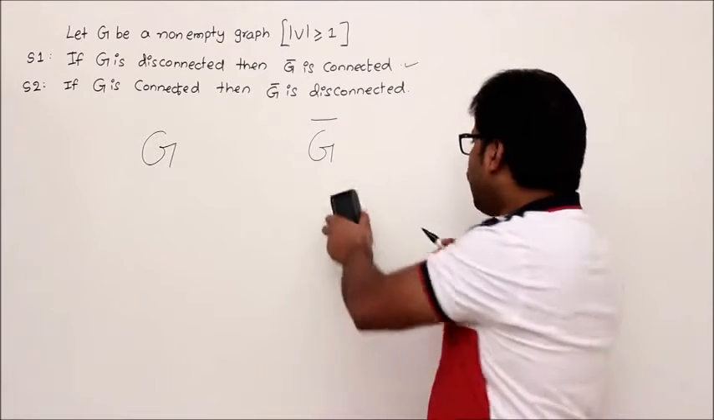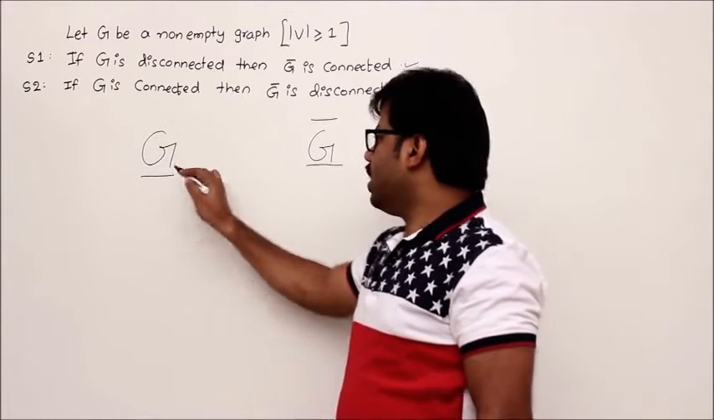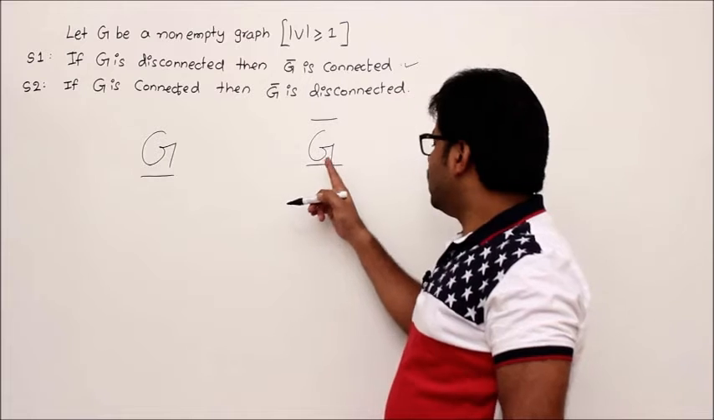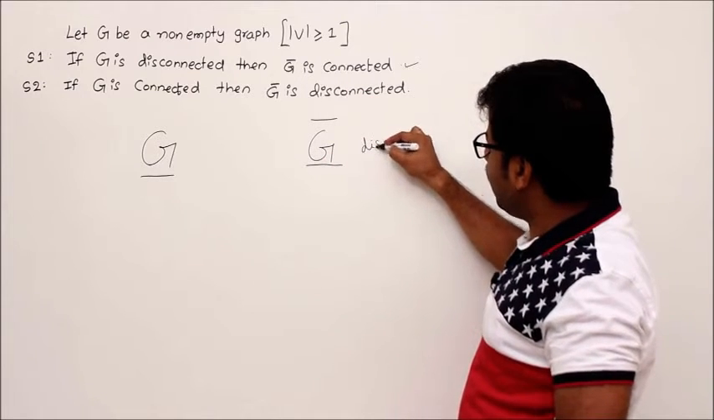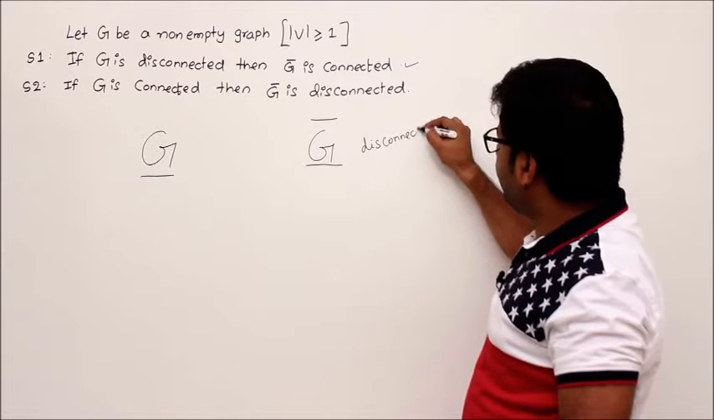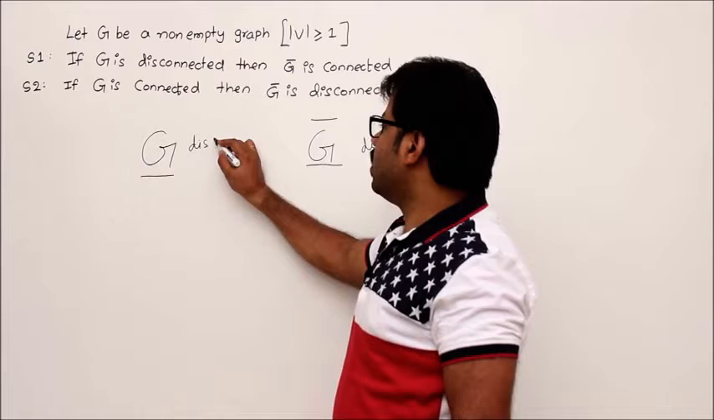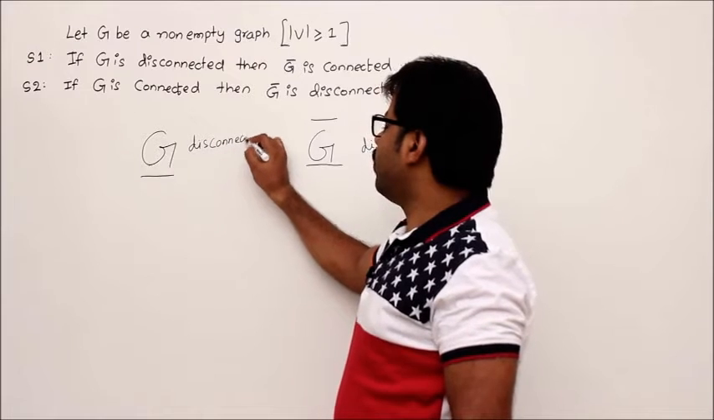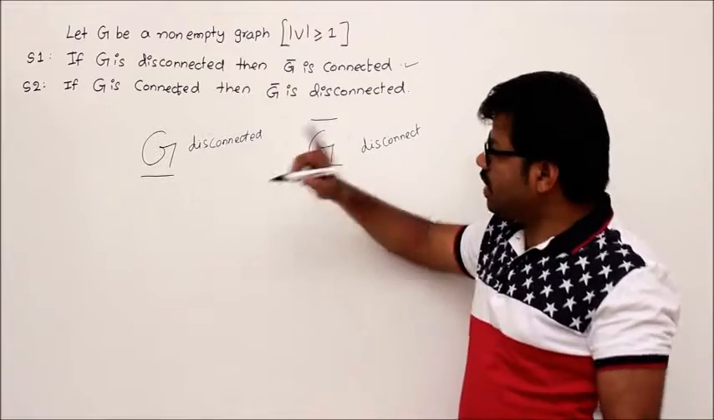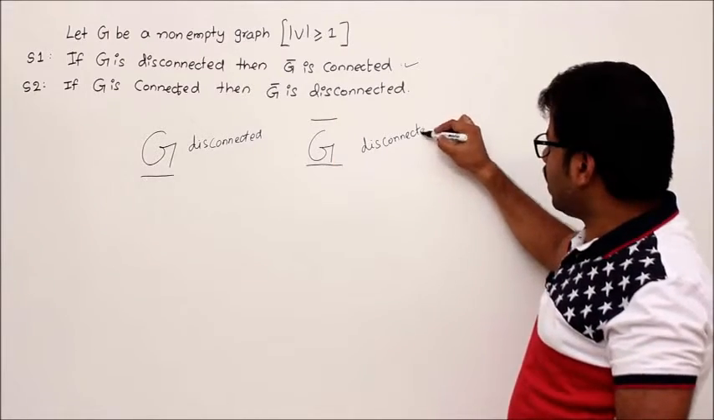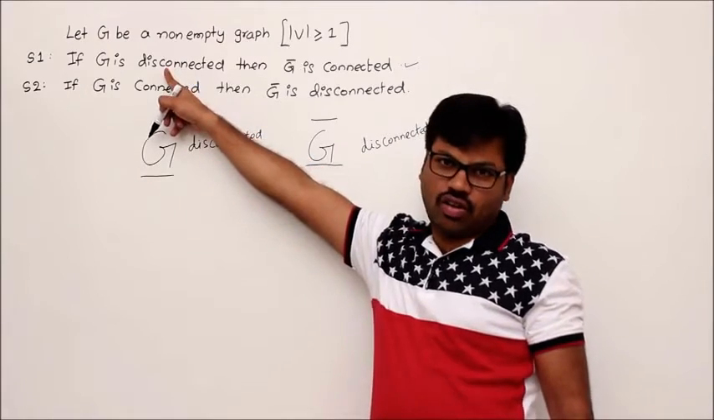Then let's start with G bar. Assume that, let's say, G bar is really disconnected, and G is also disconnected. Then definitely statement 1 is false, isn't it? Because the statement says that whenever G is disconnected, G bar is connected. Let's take G disconnected and G bar disconnected. If that is possible, then only is the S1 statement wrong, right?